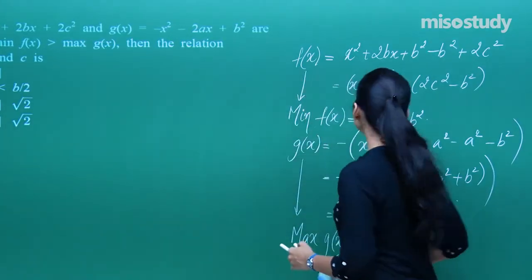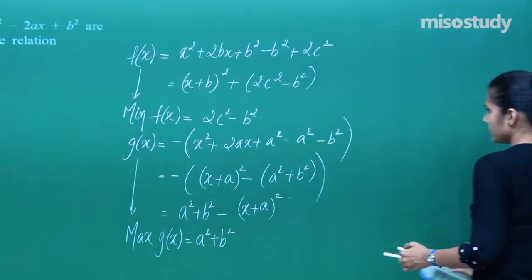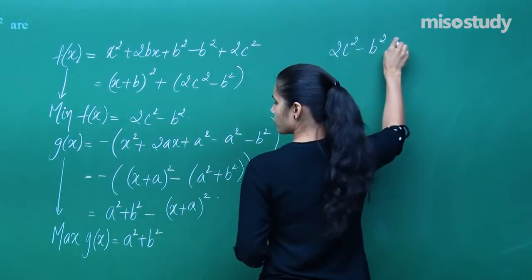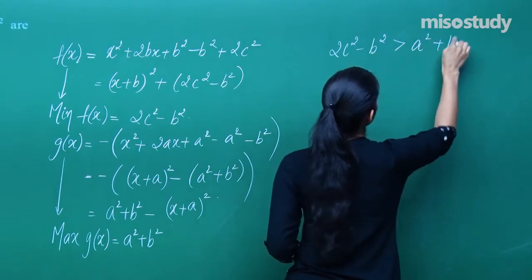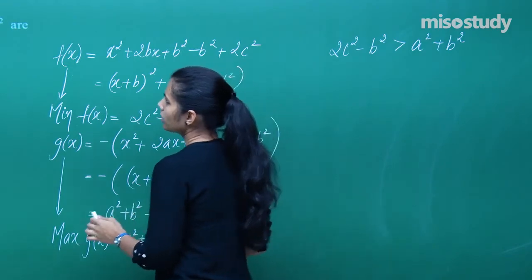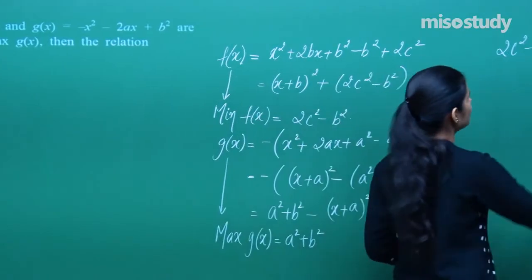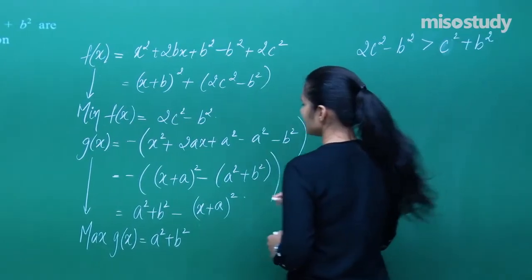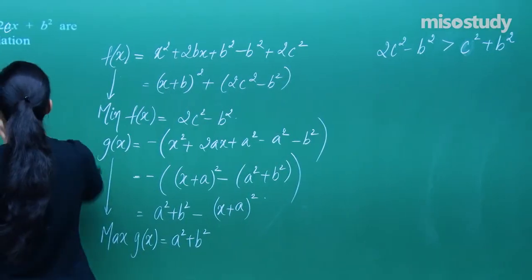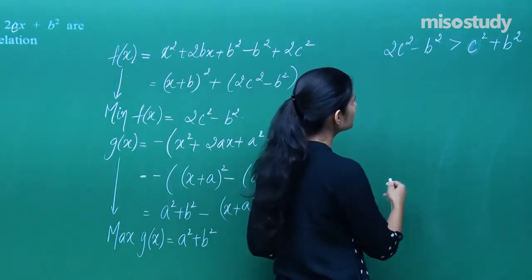It is given that the minimum of f(x) is greater than the maximum of g(x), so you get 2c square minus b square is greater than a square plus b square. Over here, it is not a square, it is actually c square, so this shouldn't have been a square. Wherever there is a, there is c. So in place of a you replace c, because everything is in terms of b and c.